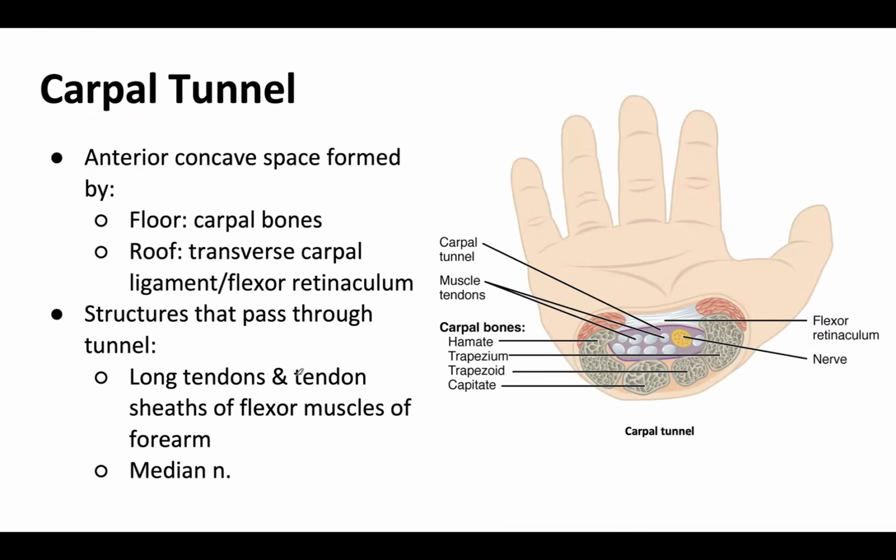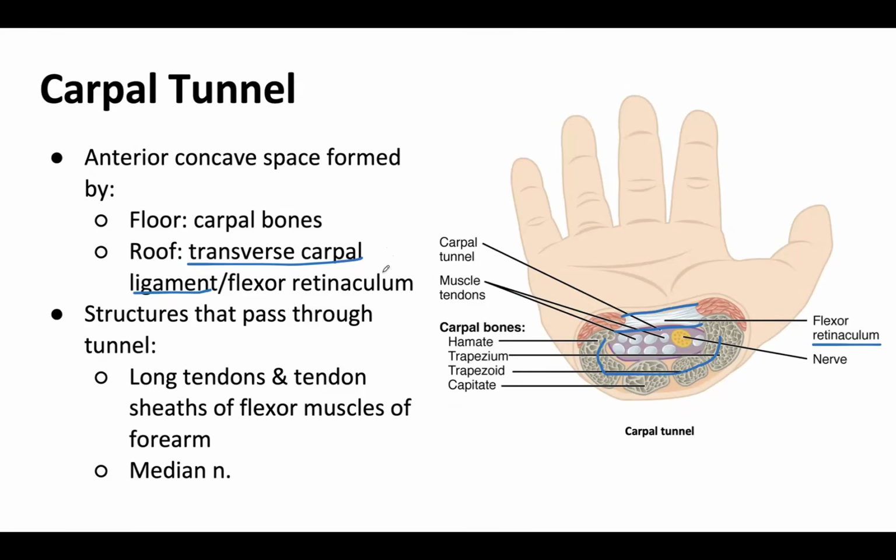The carpal bones are an important component of a region called the carpal tunnel, which is an anterior concave space in which the carpal bones form the floor as well as much of the wall. A ligament forms the roof, and this ligament goes by different names. The proper name is transverse carpal ligament, but much more frequently you see it referred to as the flexor retinaculum. Those two terms mean the same thing.